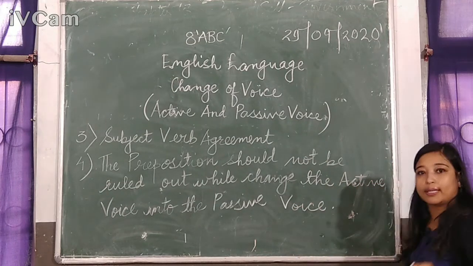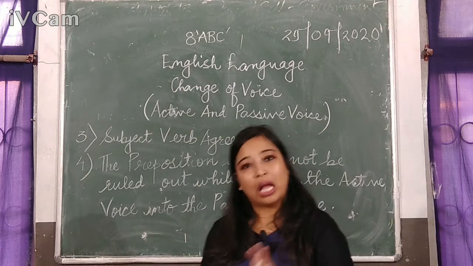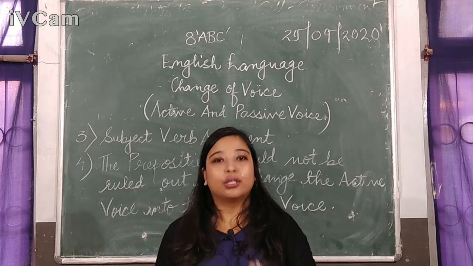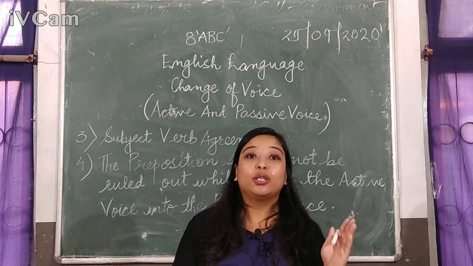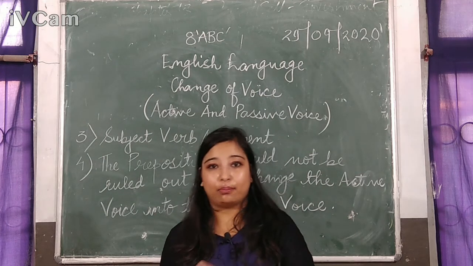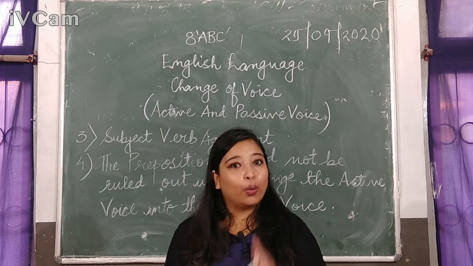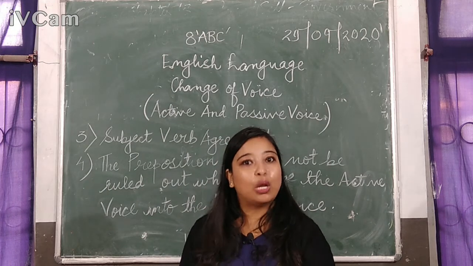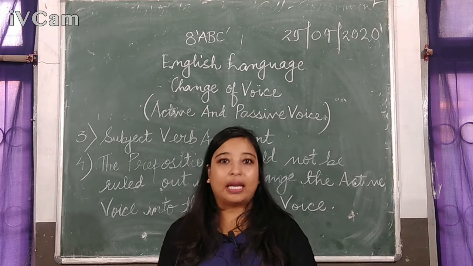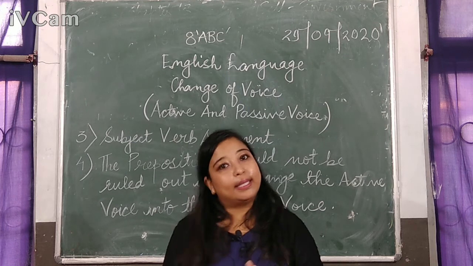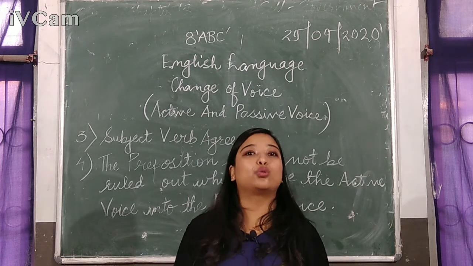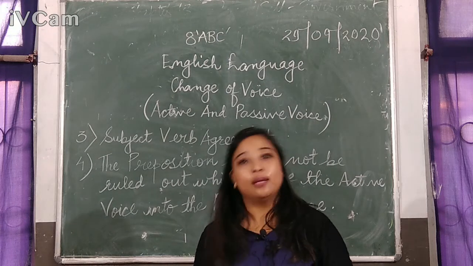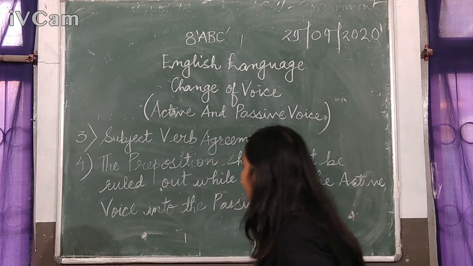That day I gave you the example, they laughed at the poor boy. So that is in the active. If you have to change it into passive, you'll have to write the poor boy was laughed at by them. In no case are you supposed to leave or rule out the preposition, like at, by, to, over. These are all prepositions. So while changing it into the passive, you are not supposed to rule out the preposition. That is rule number 4.